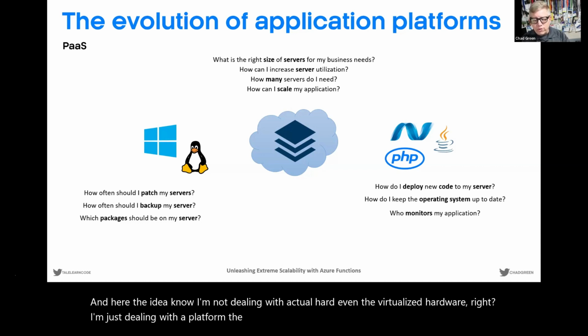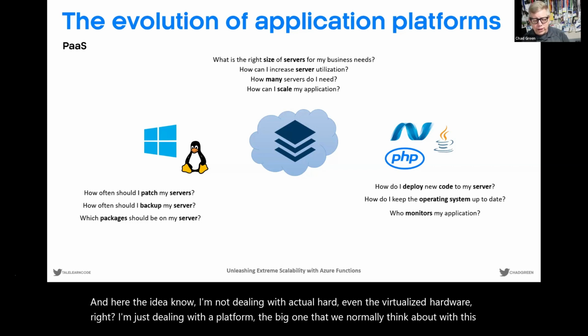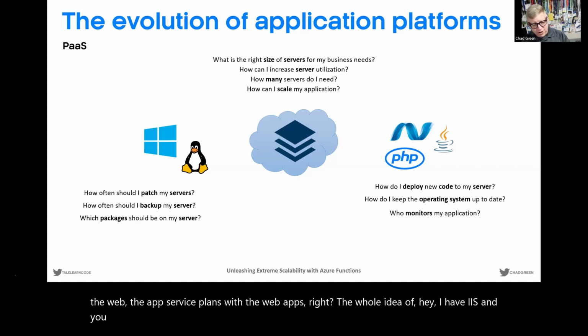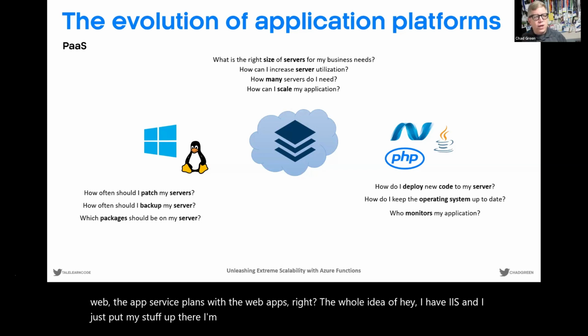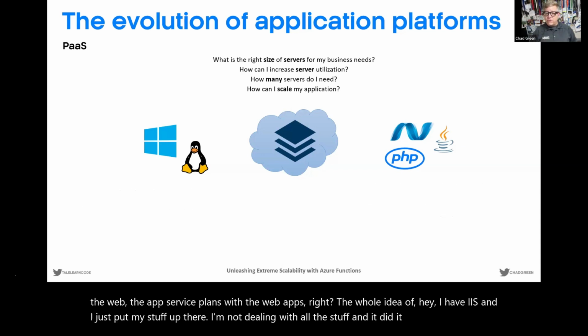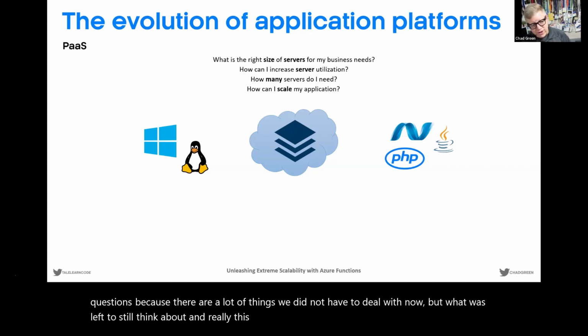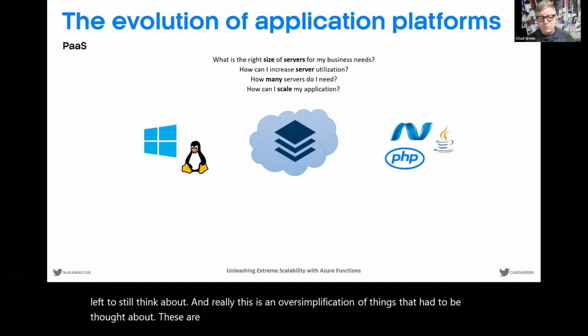The big one that we normally think about with this is the web apps in the app service plans, right? The whole idea, hey, I have IIS and I just put my stuff up there. I'm not dealing with all the stuff. And it got rid of a lot of questions because there are a lot of things we did not have to deal with now. But what was left to still think about, and really this is an oversimplification, these are really important questions, right?